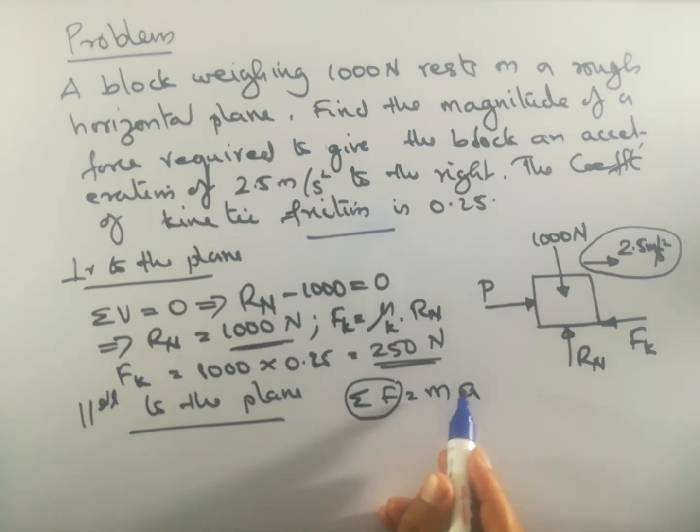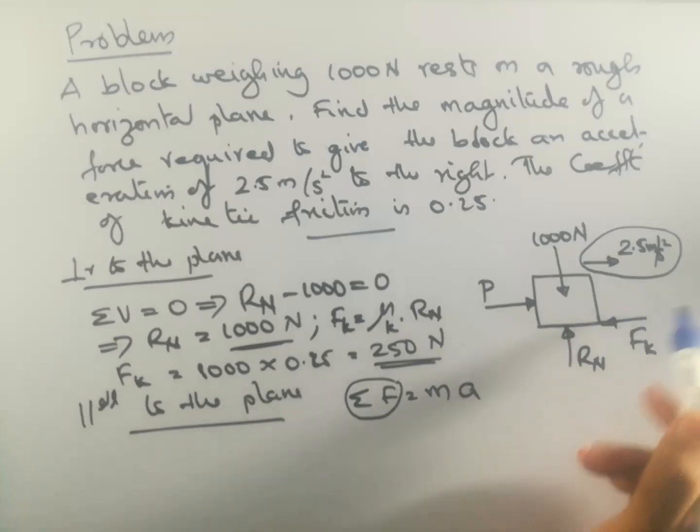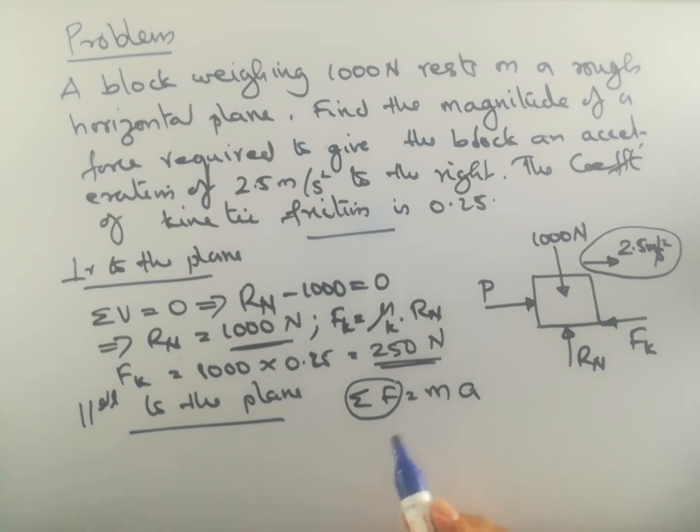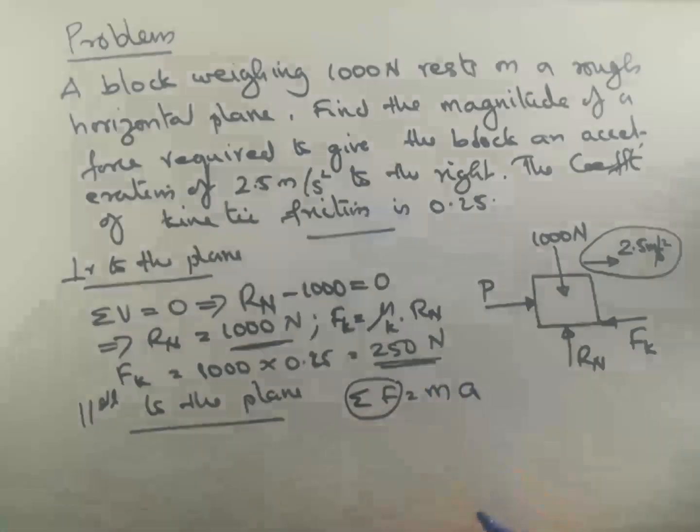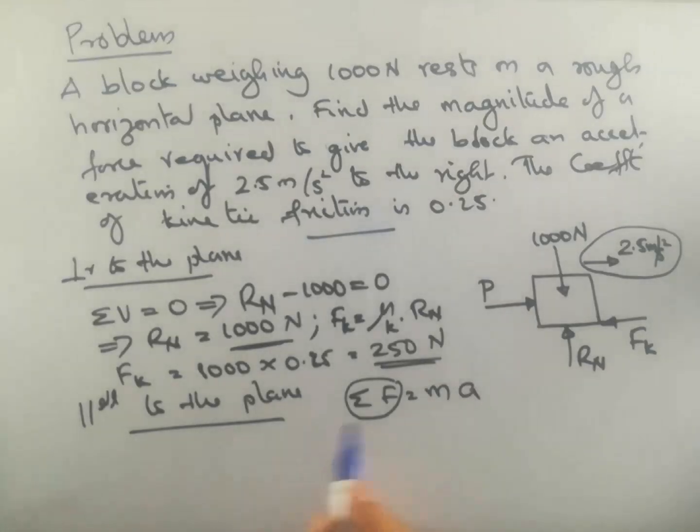Okay, normally, in statics we will be applying sigma h is equal to 0, because in that case the body is not moving in the horizontal direction also, but here the body is moving in the horizontal direction. Therefore sigma F equal to ma. Don't forget to put here ma, otherwise you will not be able to solve it. Okay, so sigma F is equal to ma. What is sigma F? Net force acting in the horizontal direction.